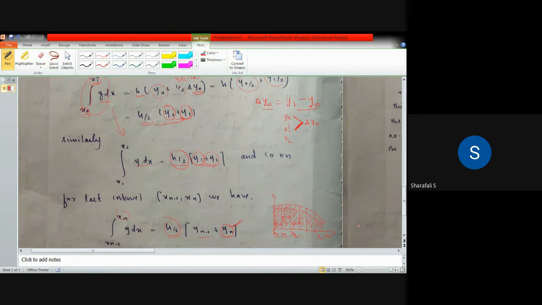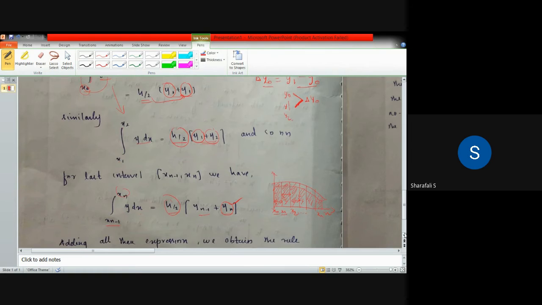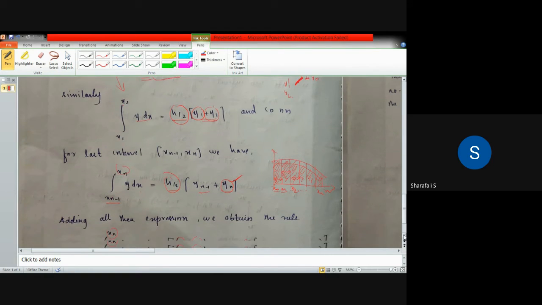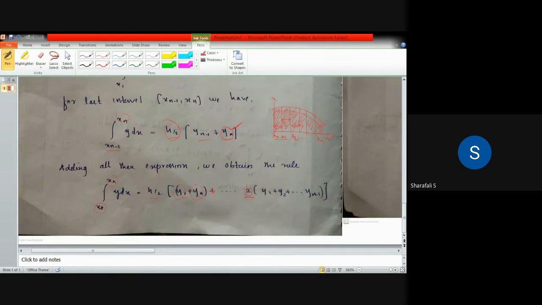So I will take h by 2 times yn and y0, which come only 1 time in this equation. So h by 2 times y0 plus yn I take at 1 time, plus 2 times y1 plus y2 plus y3 plus etc. to yn minus 1. That is the equation for the trapezoidal integration.